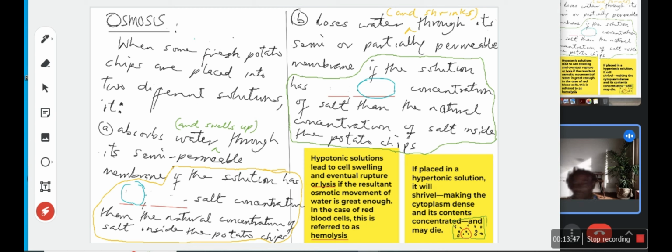I hope you have avoided every distraction because you're going to think here. Go ahead. Let me give you a second to think through it. Okay. So yes, it absorbs water because I'm talking about the potato chips. When will the potato chip absorb water? When the water molecules... if the solution has what salt concentration than it?